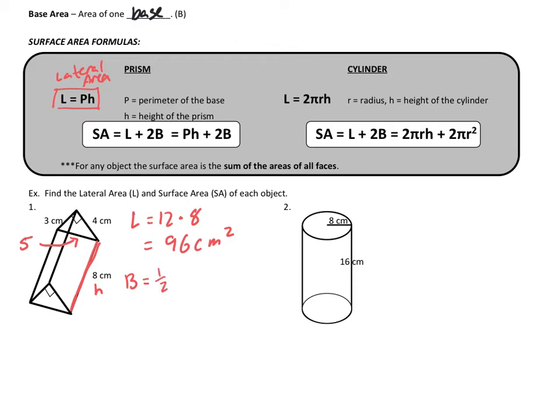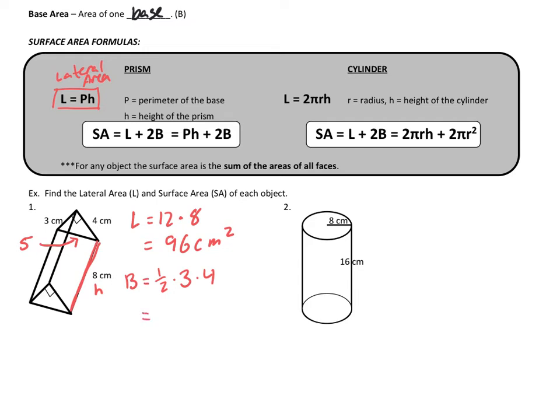That's 1/2 times the base of the triangle, which in this case is 3, times the height of the triangle, which is 4. So in a right triangle like this, it doesn't really matter which one's the base, which one's the height. Just make sure you're using the 2 legs and not the hypotenuse.